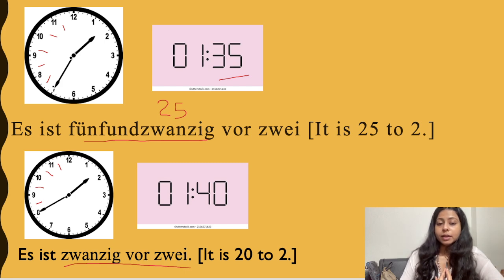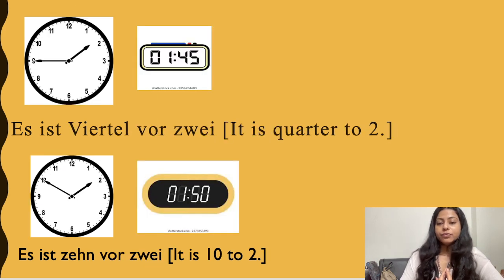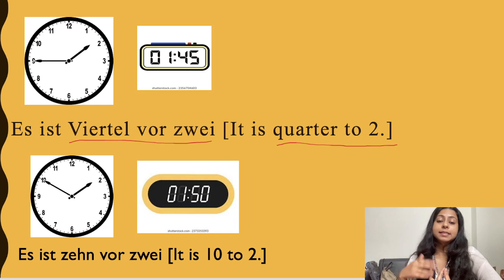Moving on, as we understood, 1:40, 20 minutes left to 2, 20 to 2, hence we say es ist zwanzig vor zwei. Now 1:45. What would be 1:45? When it was 15, it was Viertel nach. When it's 45, again it's a quarter left. So es ist Viertel vor zwei, which means it is quarter to 2. Now when it's 1:50, we would say es ist zehn vor zwei. Why? Because it's only 10 minutes left to 2. Hence we say es ist zehn vor zwei.